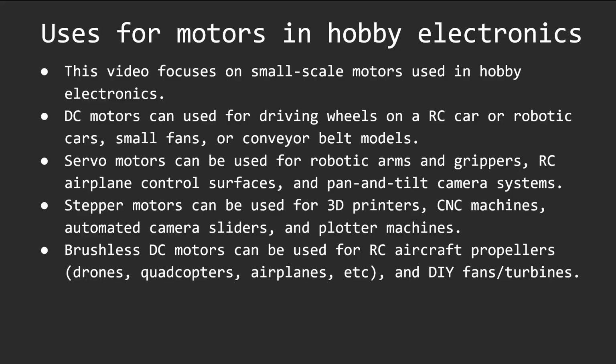Well, DC motors can be used for driving wheels on an RC car or robotic cars, small fans, conveyor belt models. Servo motors can be used for robotic arms and grippers, RC airplane control surfaces, and even pan and tilt camera systems. Stepper motors can be used for 3D printers, CNC machines. This is where it takes a piece, it moves it around, and essentially cuts it. Automated camera sliders, so it'll slide the camera left, right, up, down, whatever. And plotter machines. And then you've got brushless DC motors. Those can be used for all sorts of propellers, as well as do-it-yourself fans, turbines, etc.